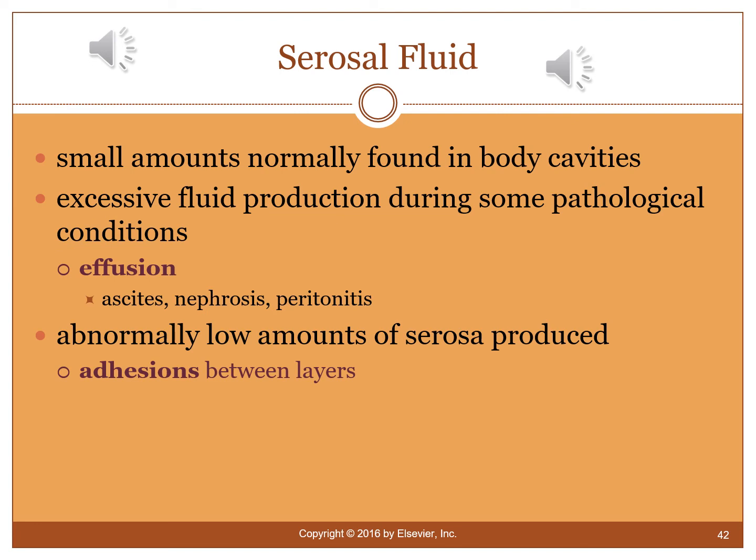Expanding more on serosal fluid, there can be small amounts normally found in body cavities. Excessive fluid production, though, can indicate a pathologic condition such as liver disease, which would produce the effusion ascites. Nephrosis would be the fluid produced from kidney failure. Peritonitis being the fluid that would be produced in an inflammatory state of the peritoneum.